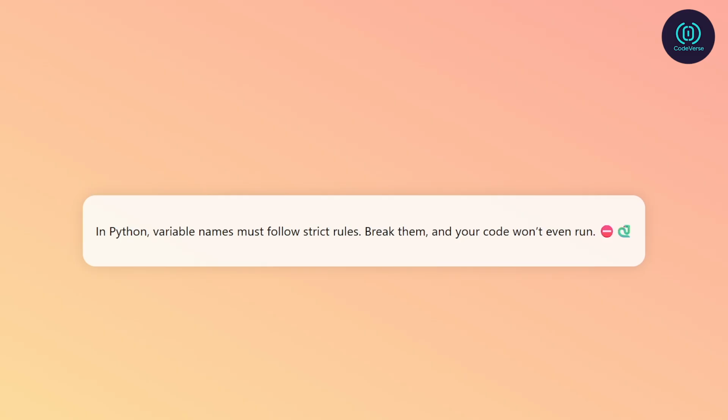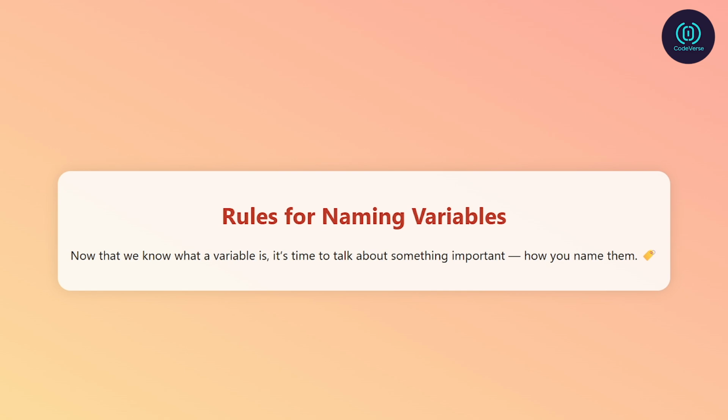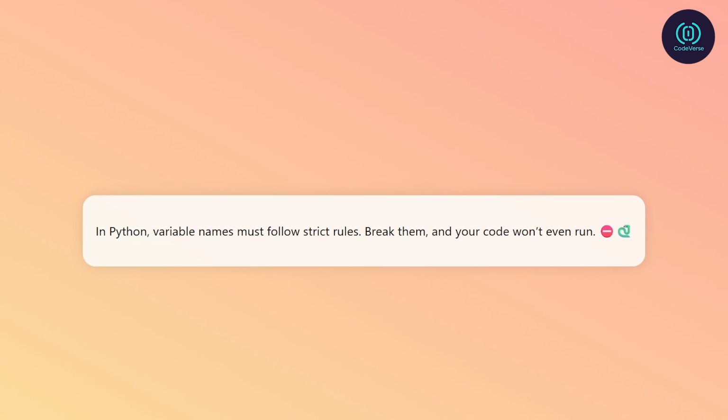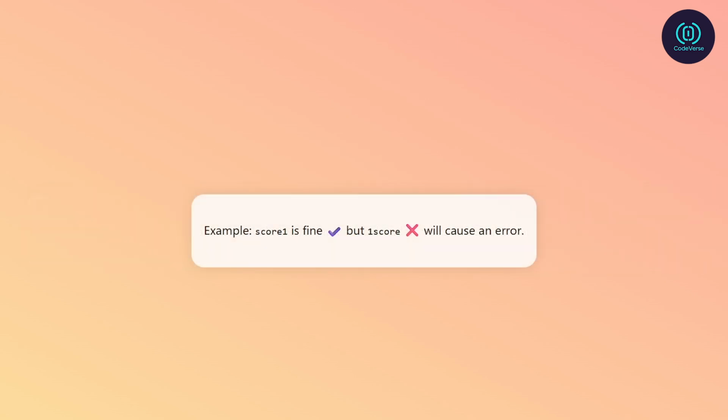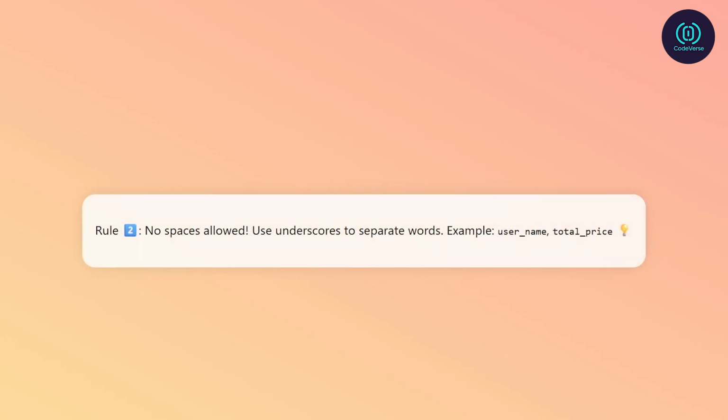Now that you know what a variable is, it's time to talk about something that's surprisingly important: how you name them. In Python, variable names have to follow a few simple but strict rules. If you break these rules, your code won't even run. First, variable names can only contain letters, numbers, and underscores, but they can't start with a number. So, score1 is fine, but 1score will cause an error. Second, variable names can't use spaces. Instead, Python programmers use underscores to separate words, like user_name or total_price.